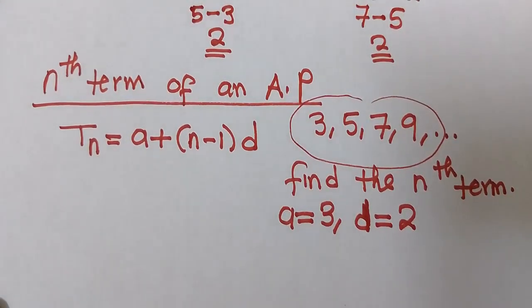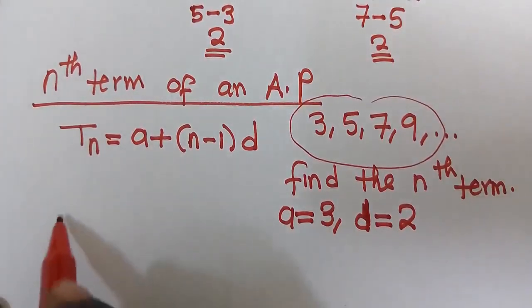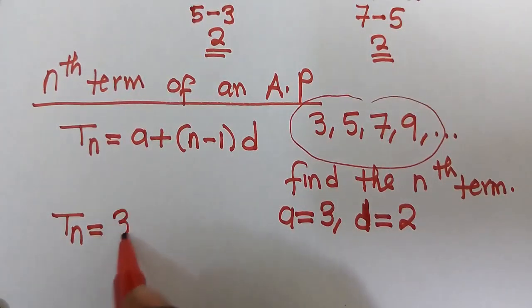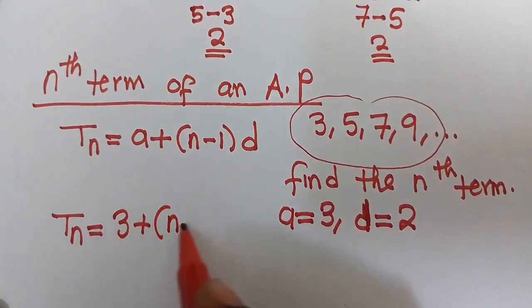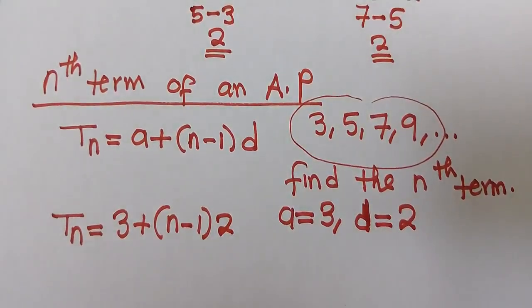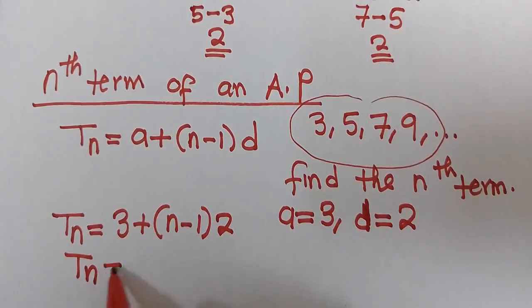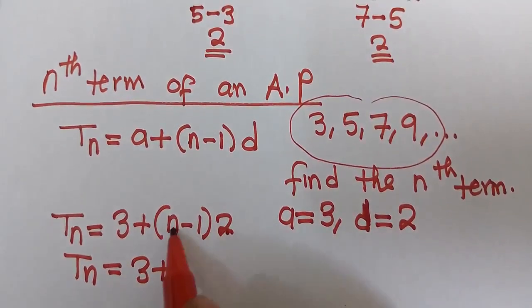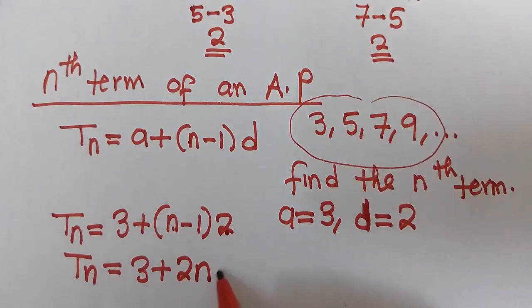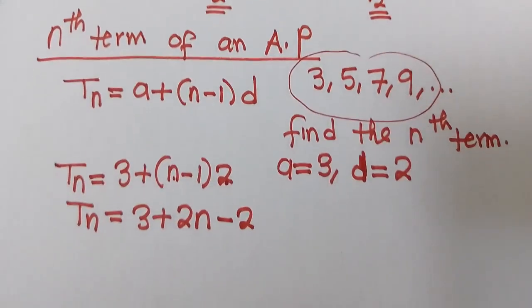So if you are told to find the formula for the nth term, this is what you do. On this formula, these are going to maintain, but where there is A, you put 3 plus (n minus 1) times the common difference, you know that it is 2. Then you say nth term is equal to 3 plus 2 times n, you've got 2n. Then 2 times negative 1, you've got negative 2. This is what you are going to have.